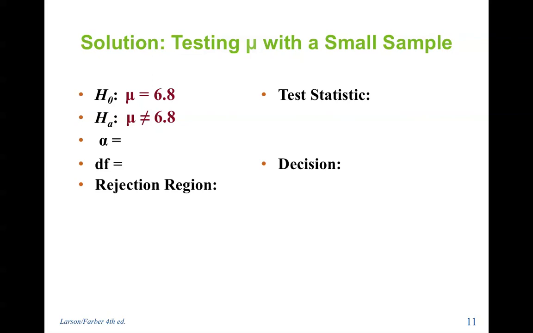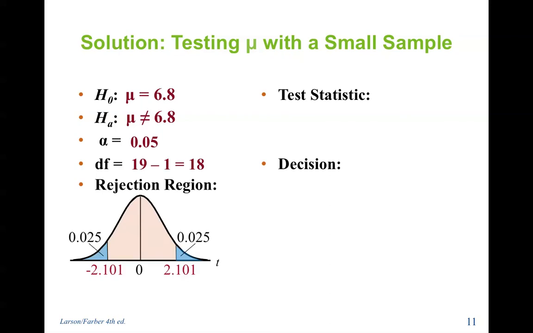All right, so H0 is equal to 6.8, and we're testing if it is not. We're at a 0.05 alpha. There were 19 people in our sample, so degrees of freedom is 19 minus 1, which equals 18. We're going to draw a rejection region. This is a two-tailed test because it's equal to and not equal to. So we had to divide by 2 and get our critical values to be negative 2.101 and positive 2.101.